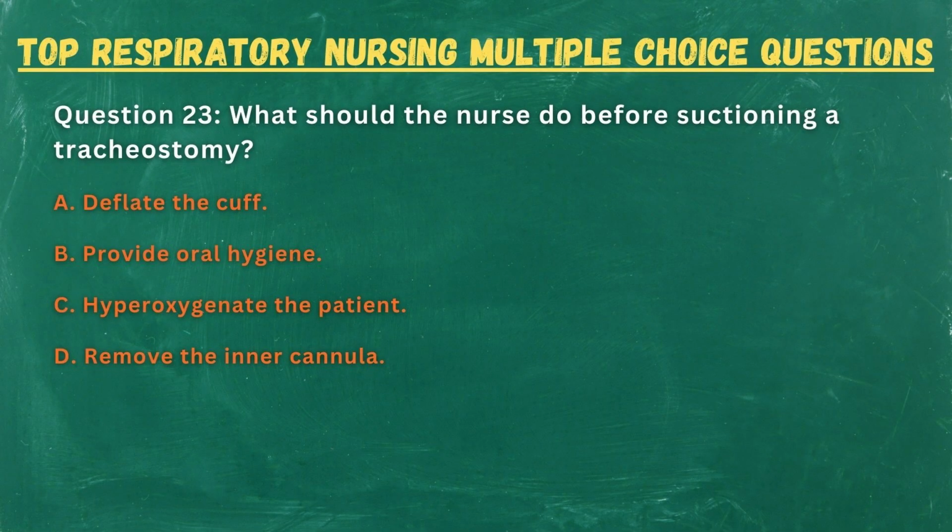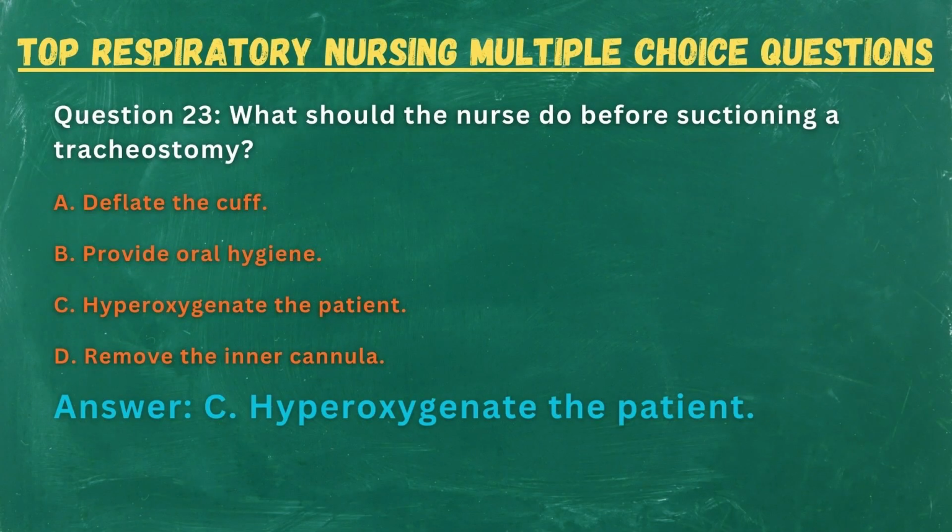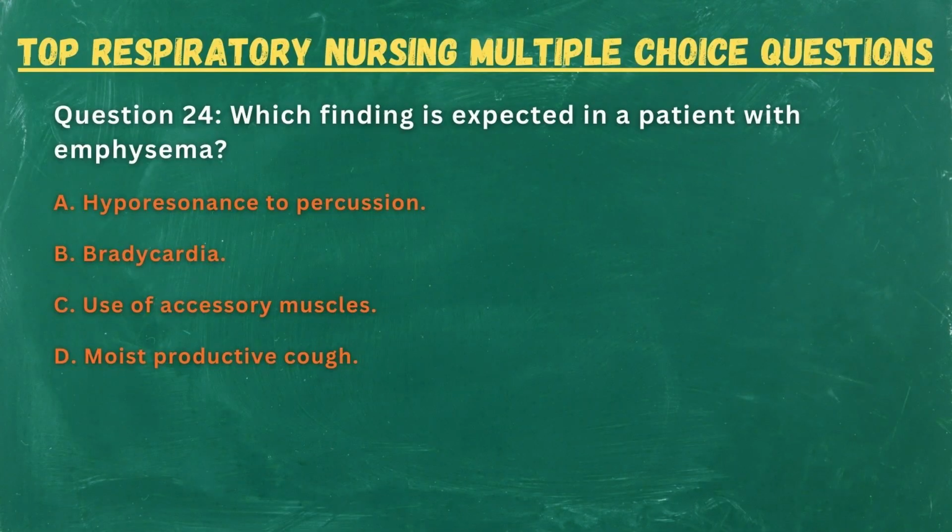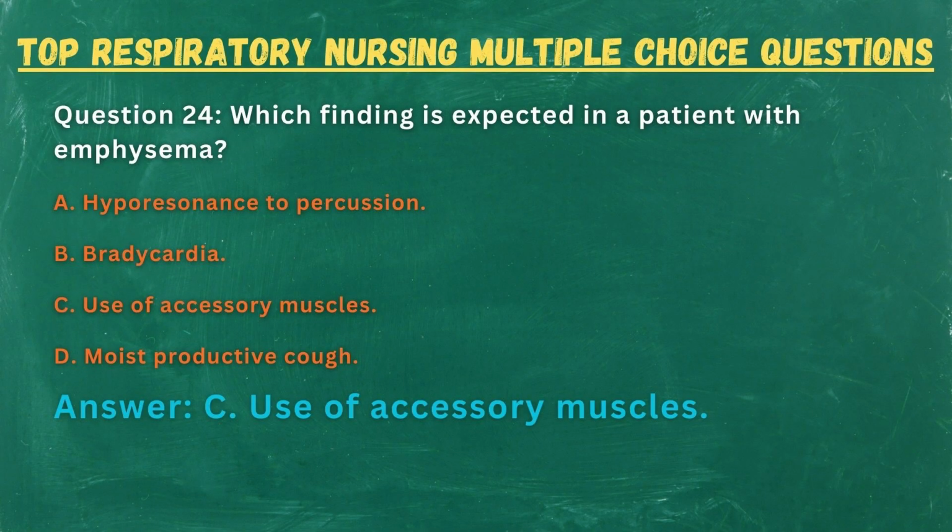Question 23. What should the nurse do before suctioning a tracheostomy? A. Deflate the cuff. B. Provide oral hygiene. C. Hyperoxygenate the patient. D. Remove the inner cannula. Answer. C. Hyperoxygenate the patient. Question 24. Which finding is expected in a patient with emphysema? A. Hyporesonance to percussion. B. Bradycardia. C. Use of accessory muscles. D. Moist productive cough. Answer. C. Use of accessory muscles.